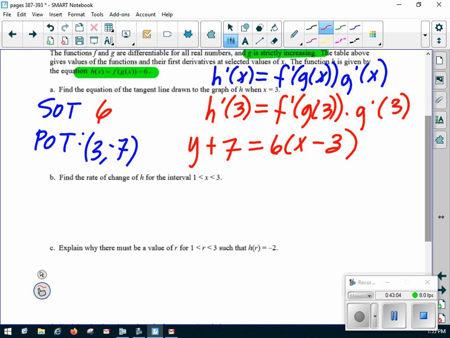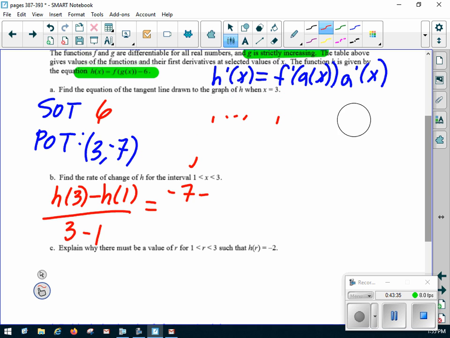No, it's okay. Find the rate of change of h for the interval 1 to 3. What's that asking? A-rock. Which one? A-rock or I-rock? A-rock. So I need h of 3 minus h of 1 over 3 minus 1. I already know h of 3, don't I? h of 3 is -7.